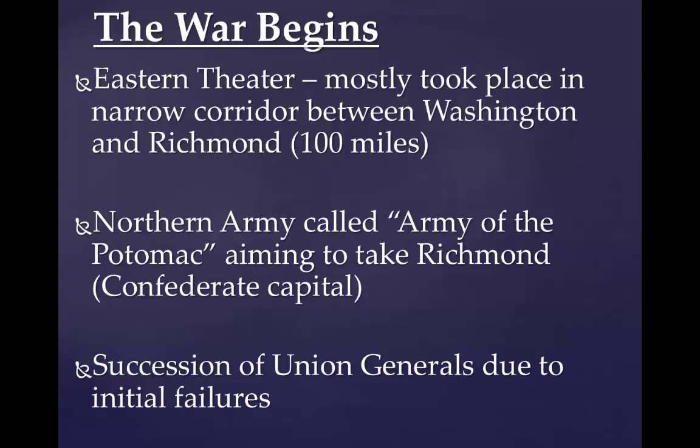This Northern Union Army in this area is known as the Army of the Potomac, and their aim is ultimately to take the Confederate capital at Richmond. And while this is the aim, you're going to have a lot of problems that the Union faces, and many of those problems stem from the fact that they just didn't have really good leaders for the most part in the beginning of this war. You have a major succession of generals. They don't hang around for too long. You have a number of generals before they settle on Ulysses S. Grant as the main commander later in the war.